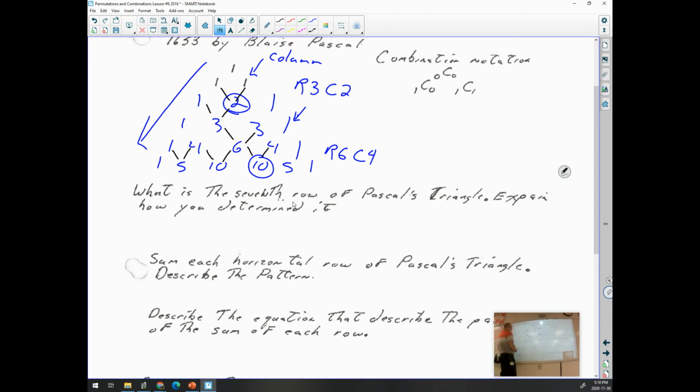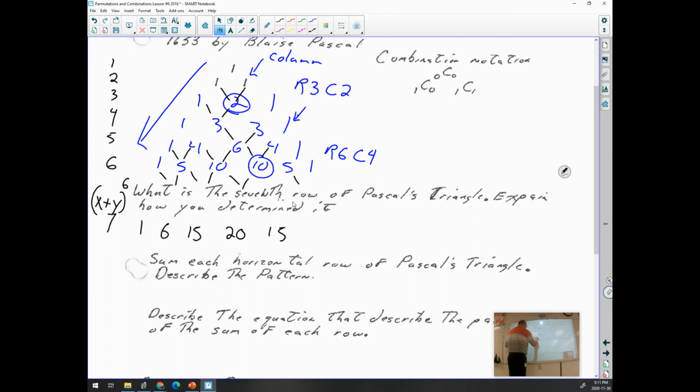So the next row in Pascal's triangle, which is the 7th row, because this is the 1st, 2nd, 3rd, 4th, 5th, 6th, the 7th row, which is going to be the expansion of x plus y to the power of 6, the coefficients would be 1, we'll have the 1 outside, 1 plus 5 is 6, 5 plus 10 is 15, 10 plus 10 is 20, 10 plus 5 is 15, 5 plus 1 is 6, and 1. Okay? So that is the 7th row of Pascal's triangle.